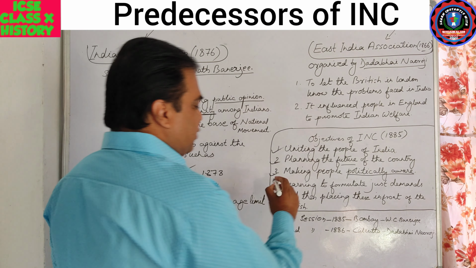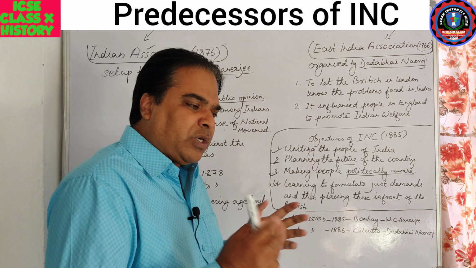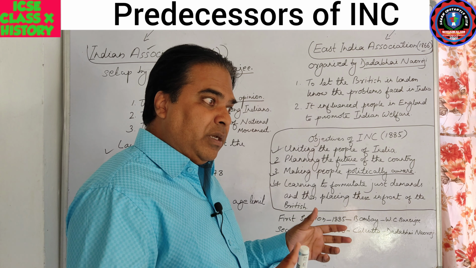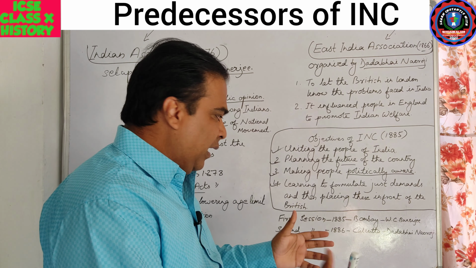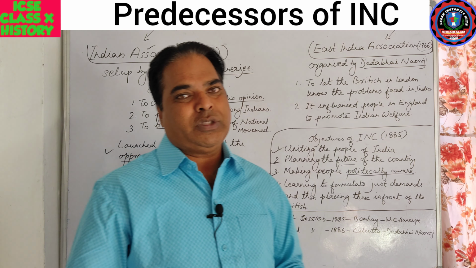Next one, number four, is learning to formulate just demands. What should be our demands? We don't want excess, but whatever demands are there, we need to formulate them properly and then present them in front of the Britishers in a constitutional way.